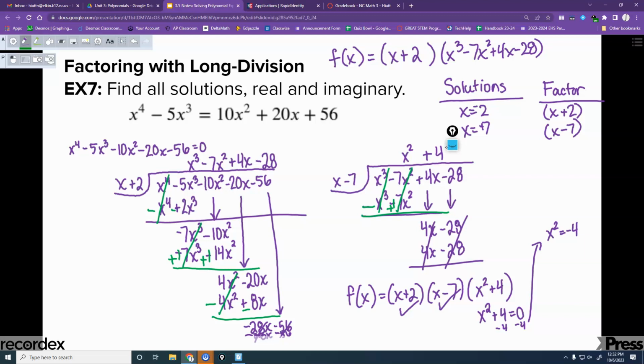How do I get rid of a square? We will square root both sides. So x will equal plus or minus the square root of negative 4. The square root of 4 is 2, but we got a negative under there, so it's got to have an i. So we got x equals plus or minus 2i, which is actually two solutions. It's a positive 2i and a negative 2i. So there are my 4 solutions for this.